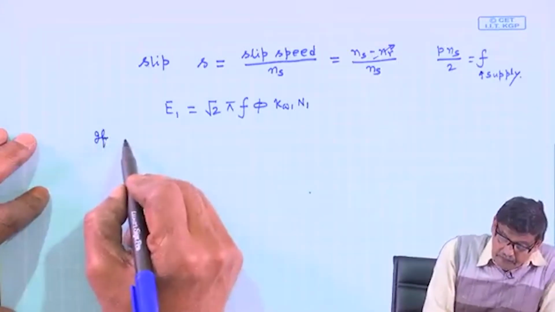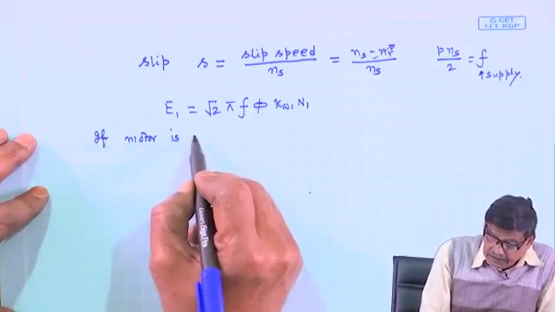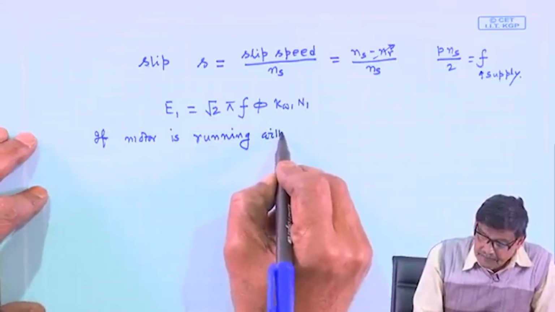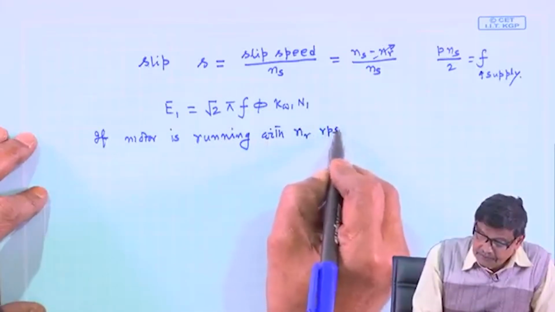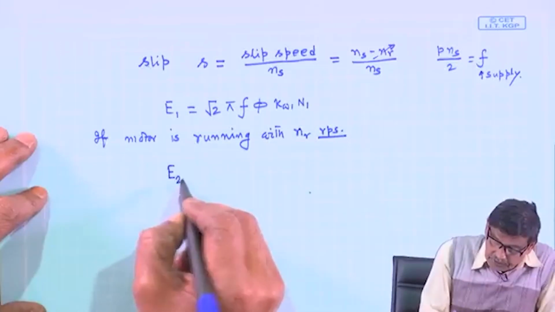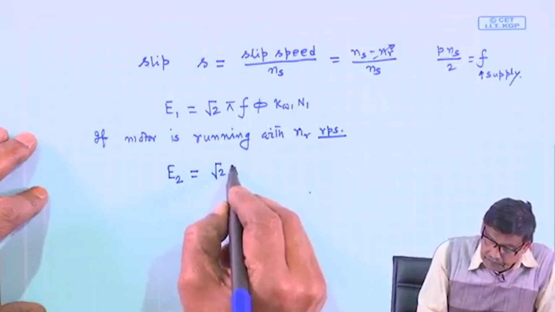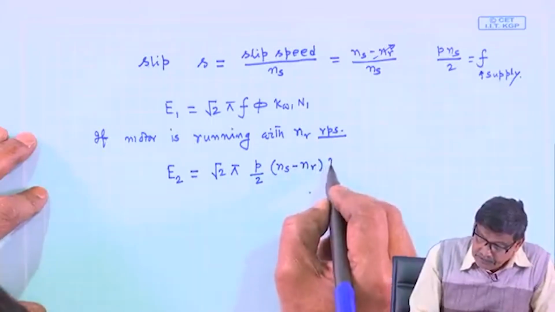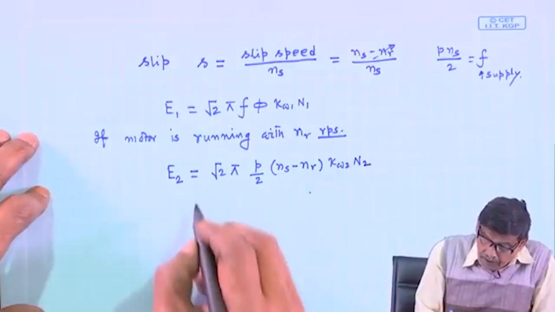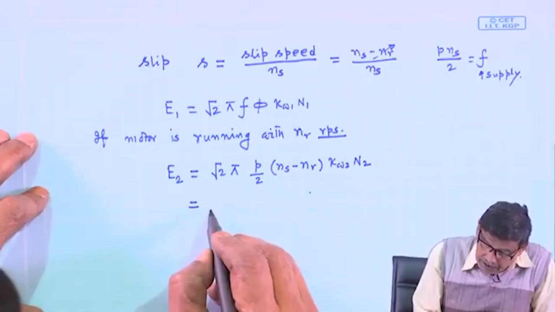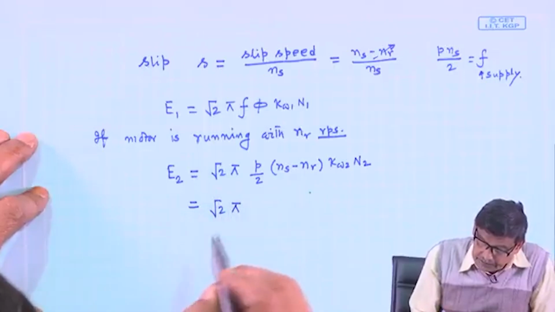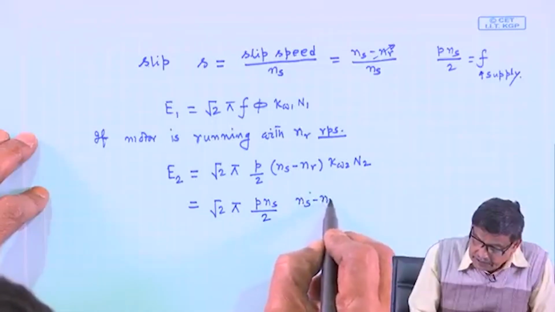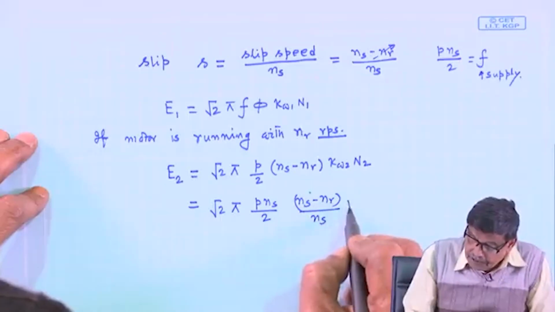If the motor is running with nr rps, then the induced voltage in the rotor, we have seen, will be equal to root 2 pi P by 2 into (Ns minus Nr) into kw2 into N2. Now, in this expression I multiply with Ns and divide by Ns, so that it will become P Ns by 2 into (Ns minus Nr) divided by Ns into kw2 N2.